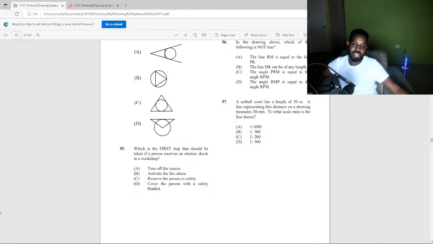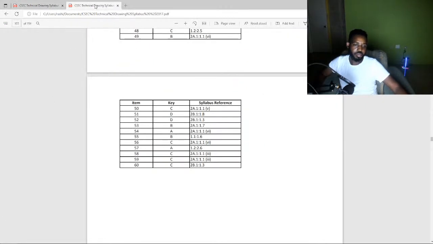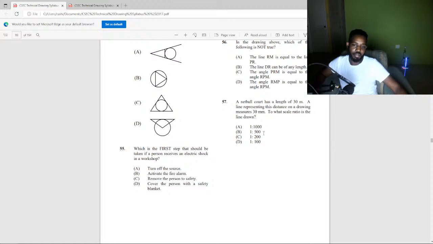If 1 millimeter is 1,000, then it would be A. But if 1 meter is 100 millimeters, then it's B. All right, but let's see what it is. It's A, so it's 1,000. 1 meter is 1,000 millimeters, so it's 1 to 1,000.